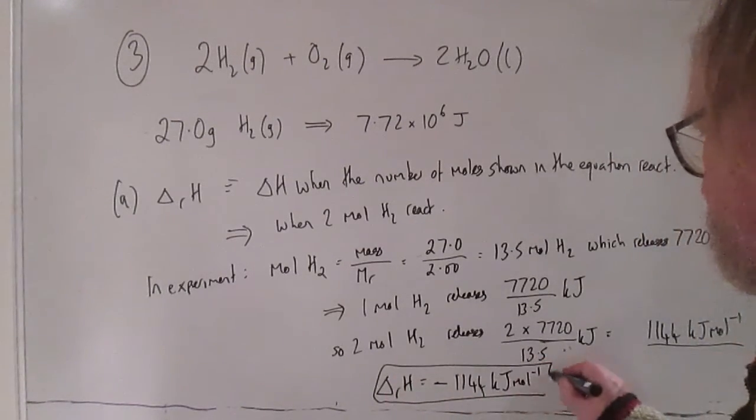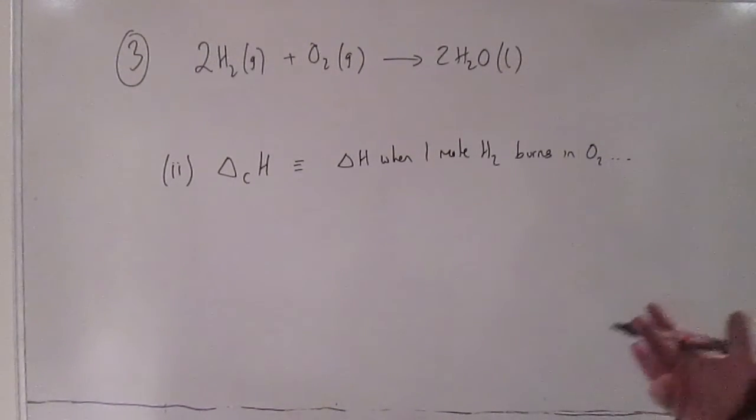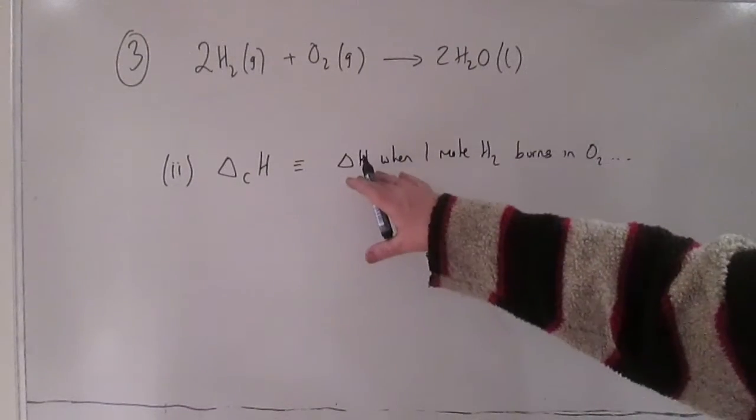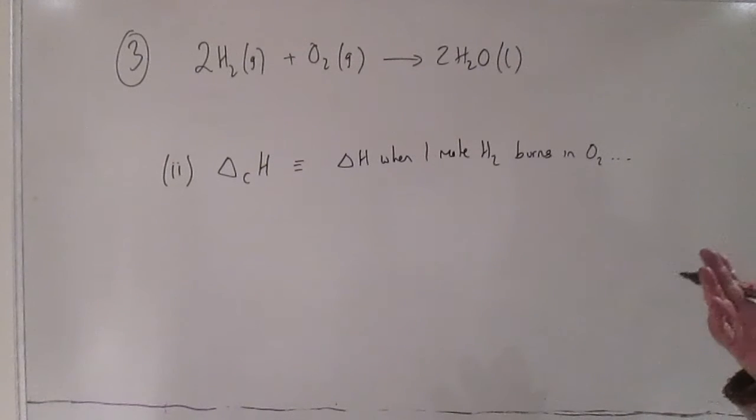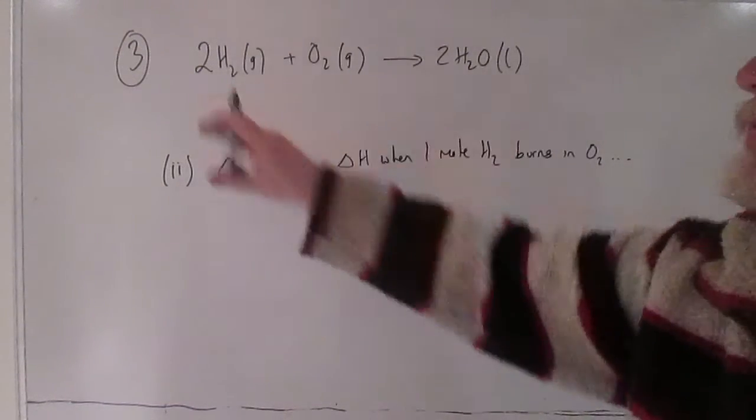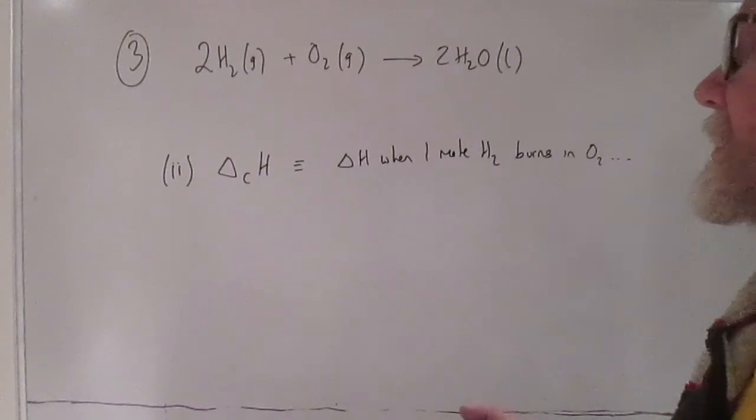So delta H of reaction, which we write like that, is minus 1144 kilojoules per mole is the answer. Part 2 then asks us for the enthalpy change of combustion. And again, that's a definition you need to know. Enthalpy change of combustion is the enthalpy change when 1 mole of hydrogen burns in oxygen. So of course you can see that's going to be easy, because we've just worked out the enthalpy change when 2 moles of hydrogen burn was minus 1144, so all we've got to do is halve it.